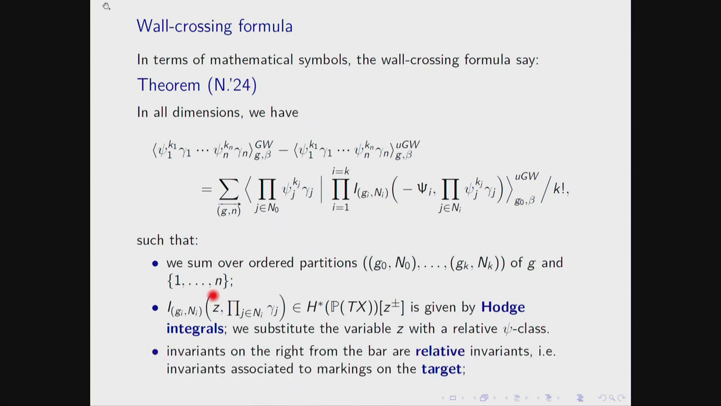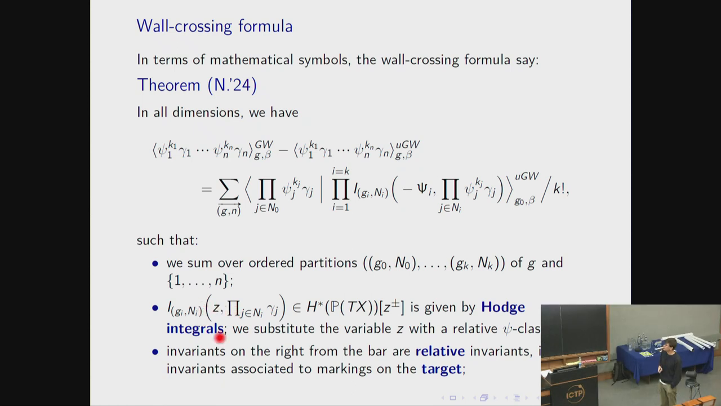So there is a variable z over here. It's kind of a rational function. When we treat it as an insertion over here, we substitute z with a relative psi class. And as you can see, there is a bar here. The invariants on the left are usual absolute invariants, associated to markings on the source. But the invariants on the right are what I call relative invariants, associated to markings on the target. There is a subtle distinction between markings on the source and markings on the target.